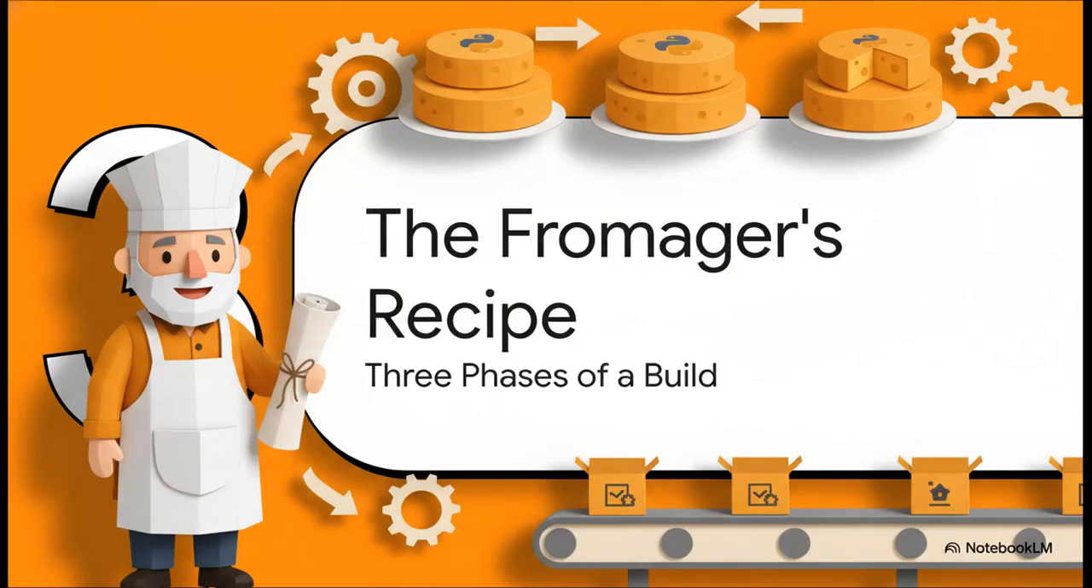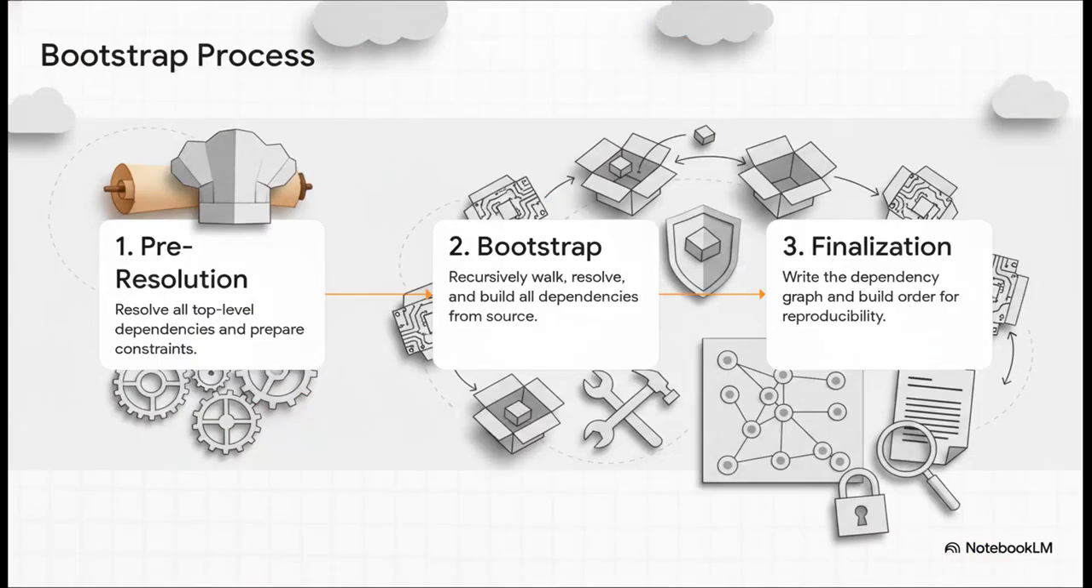Okay, so how does this whole process actually work? How does our cheesemonger follow the recipe? Well, it's not just a free-for-all. It's a very deliberate, very structured, three-phase process to get that perfect build. It all starts with the pre-resolution phase. You can think of this like reading the entire recipe before you even start cooking. You figure out all your top-level ingredients and any constraints you have. Then comes the bootstrap phase. This is where the magic happens. Fromager goes through the entire dependency tree, recursively, and builds everything from source. And finally, you've got the finalization phase. This is crucial. It documents the entire process, creating a final build order and dependency graph, so the whole thing is perfectly reproducible every single time.